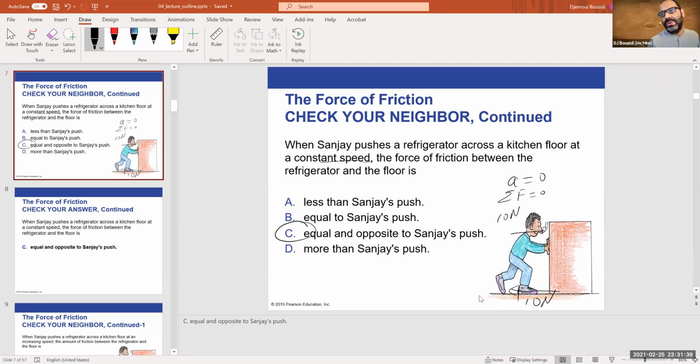Because the acceleration is 0, the sum of the forces must be 0 in order to maintain its speed. So this is a type of kinetic friction. Why is it kinetic friction? It's because it's moving. The guy has to push for the refrigerator to move. If you don't push it, the refrigerator will stay in its place.